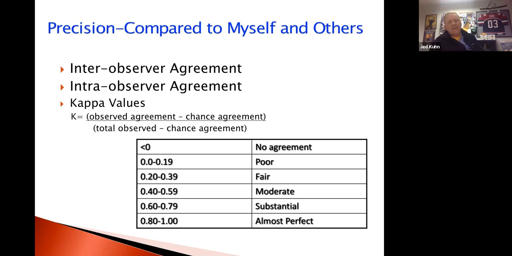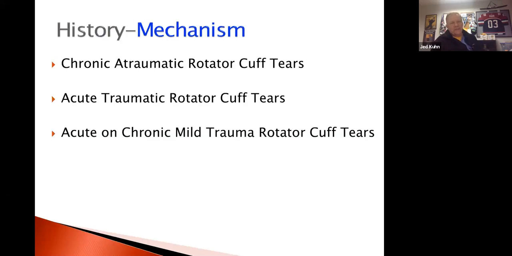And we talk about kappa values, which are kind of arbitrary cutoffs. But if you really want to have good agreement, you're looking for more than 50% agreement or 60% agreement. And you can see the kappa values, almost perfect is 80% to 100% agreement, but we almost never get there. So just to give that as a foundation, we'll start to look at some physical exam tests.